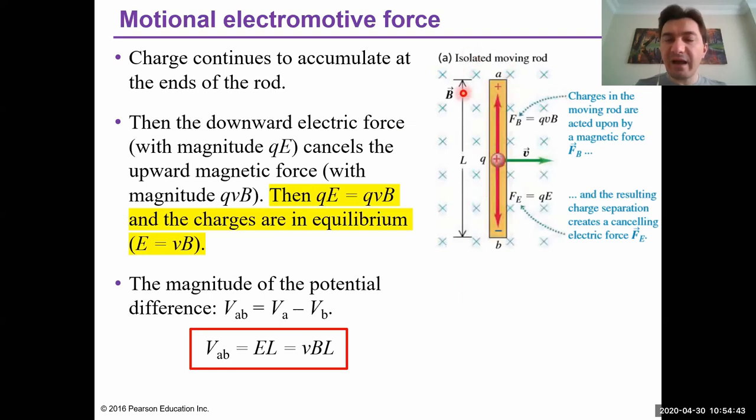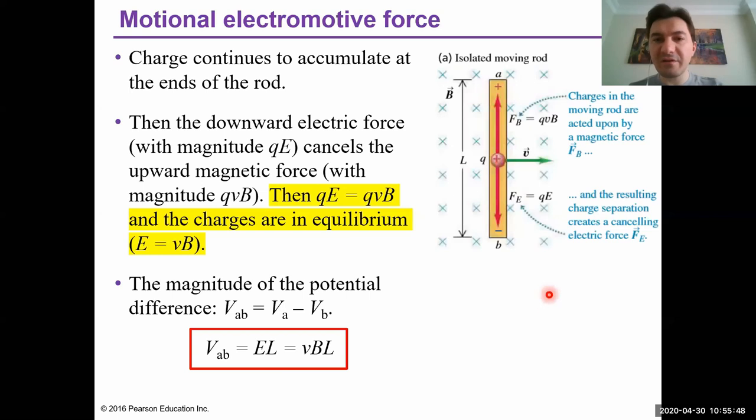Since we have a potential difference, because positive charges accumulate at that end of the rod and negative charges accumulate at the other end of the rod, we have an electric field, so we have a potential difference between points A and B, right? This potential difference is given by VA minus VB, and it is also given by E times L. L is the length of that rod, and E is the electric field from A to B. Then what about E? The electric field is given by v times B. Put that vB here. Then we have the potential difference between A and B given by vBL: velocity of the rod, magnetic field, and length of the rod. This was just a single rod.